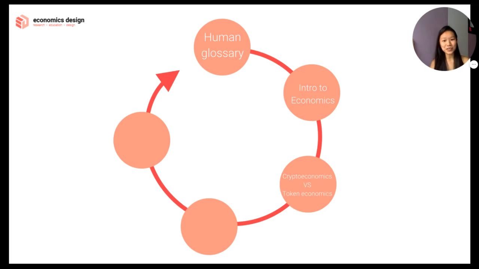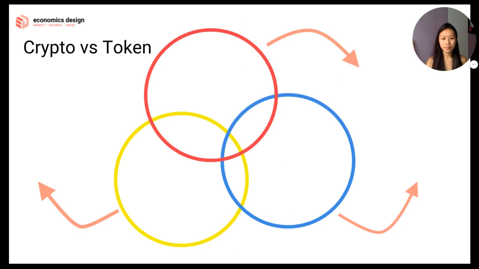And now we move on to the third one, crypto economics versus token economics. Please let me know if I'm going too fast or too slow, and if you need a break anytime, just click pause. That's the good thing about me being on the internet. So now we're going to look at the section of token economics versus crypto economics.